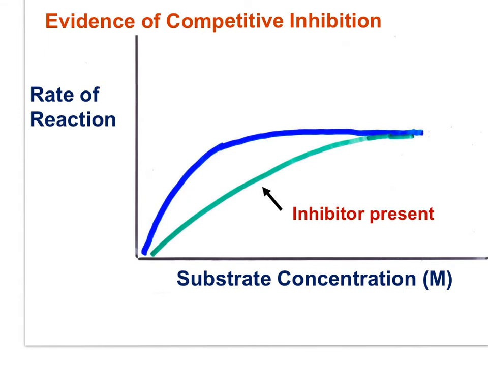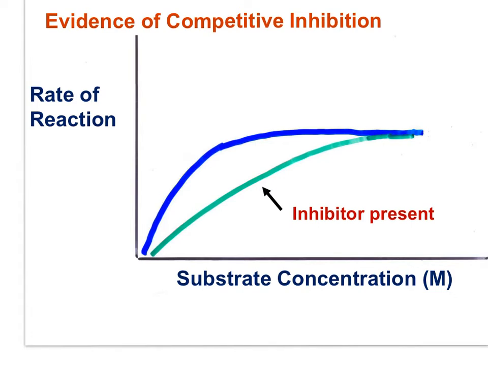Evidence of competitive inhibition can be seen when examining reaction rate versus substrate concentration. In the absence of an inhibitor, we have the blue curve, and in the presence of the inhibitor, we have the green curve. At low substrate concentrations, the inhibitor lowers the rate of reaction substantially.